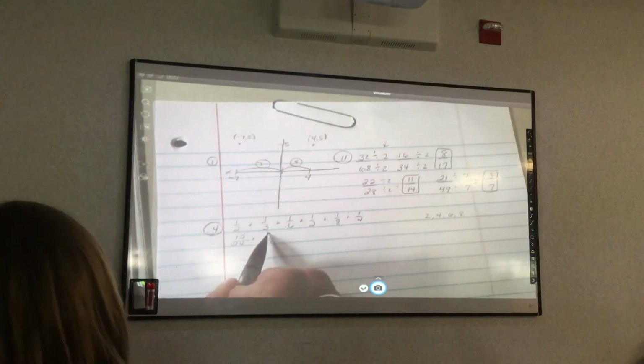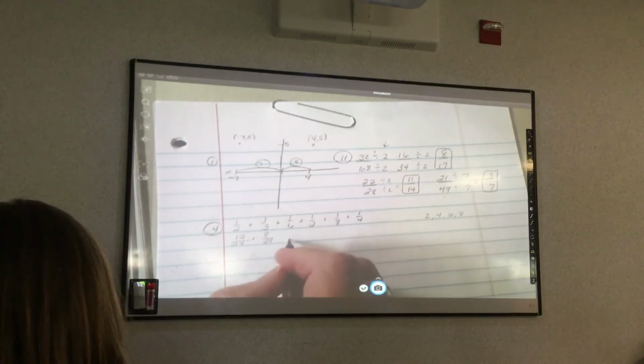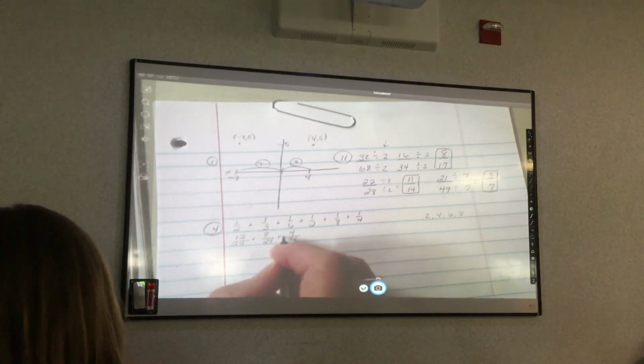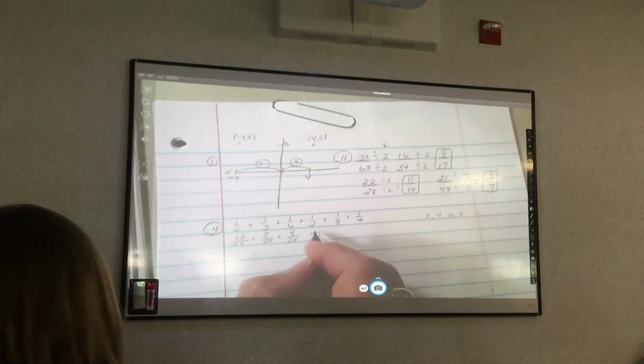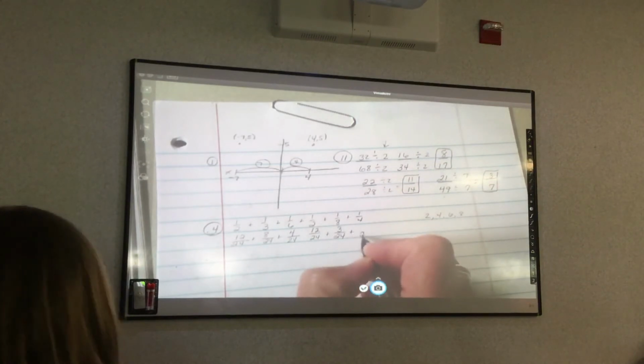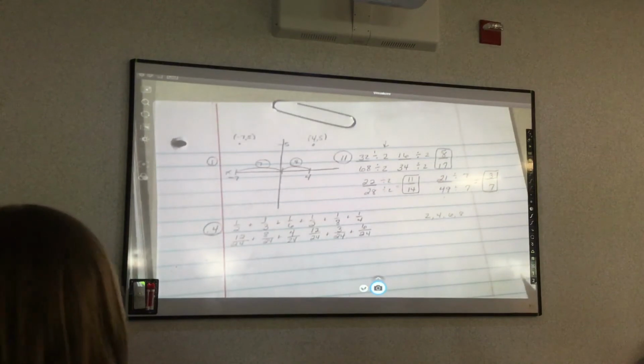8 times 3 is 24, so 1 times 3 is 3. Actually, 3 times 8 is 24, so 1 times 8 is 8. 6 times 4 is 24, so it would be 4 24ths. We've got another 12 24ths. 8 times 3 is 24, so it's 3 24ths. 4 times 6 is 24, so it's 6 24ths.